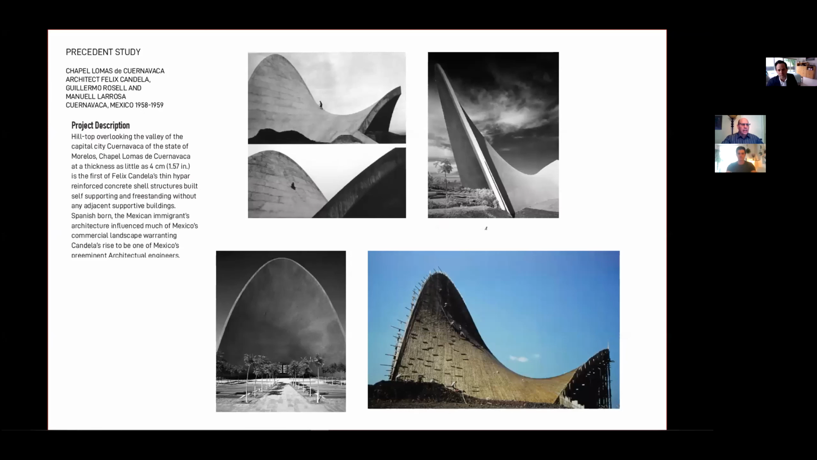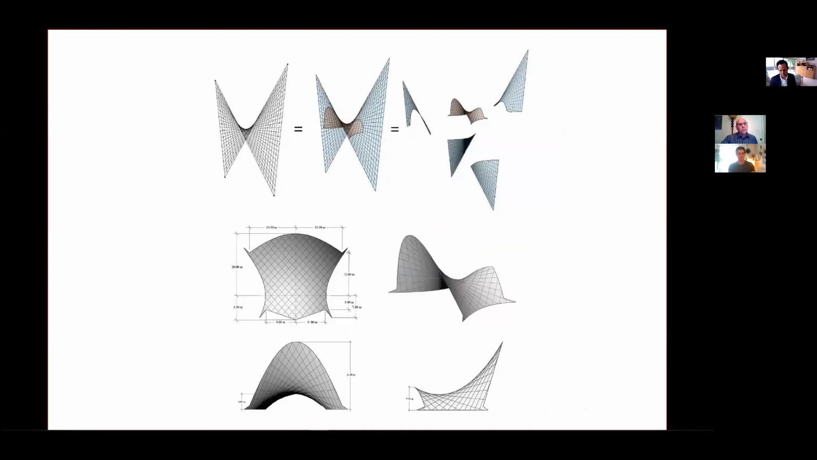and come back to it, but I'll touch on a few points with it. My precedent was Chapel Lomas de Cuernavaca in Mexico, and it was Felix Candela's first all hyperbolic paraboloid without any adjacent structures attached to it. So it's one hypar in its pure form. It doesn't have cuts like the other. It does have cuts in it, but not attached, being supported by other buildings.